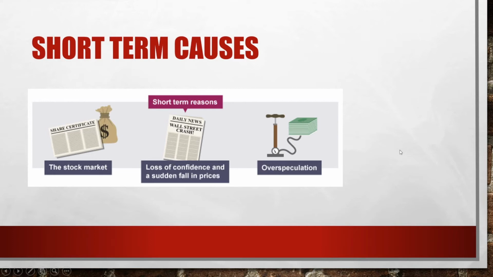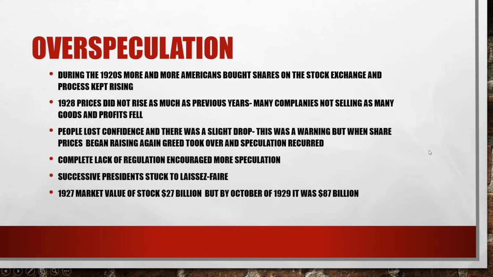So the short-term causes we're looking at are things to do with the stock market plummeting, loss of confidence, a really sudden fall in prices, and overspeculation. During the 20s, more and more Americans bought shares in the stock exchange, and the prices kept rising. It wasn't specialists, it wasn't people that knew a lot about it that bought stocks and shares. It was your average American person that was buying it. They didn't really know much about what they were buying. And because of this, stocks started to rise and rise and rise up to 1928.